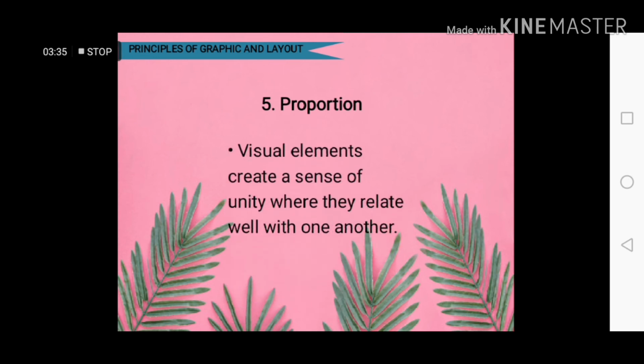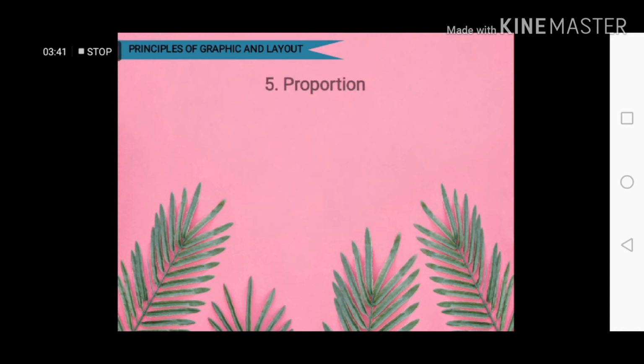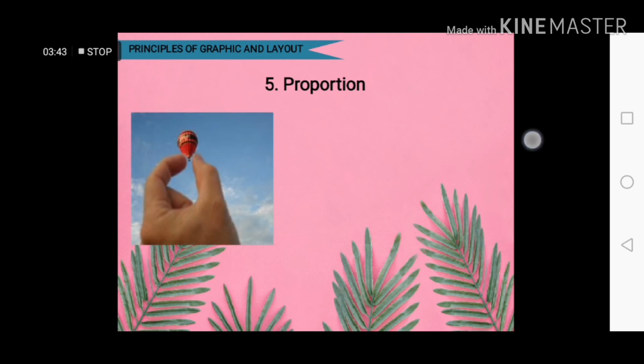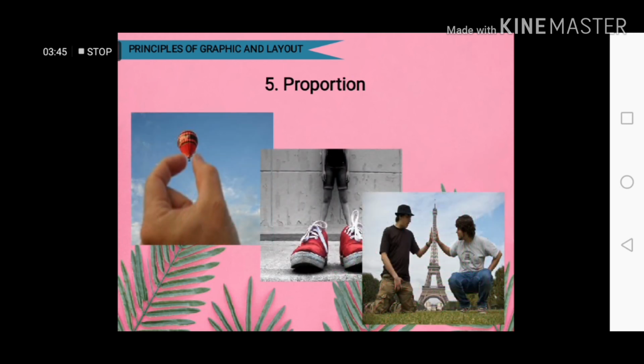And second to the last principle is the proportion. So the proportion is the elements that create a sense of unity where they relate well with one another. For example, so as you can see here, it has a unity between the background and the other visual of this picture.